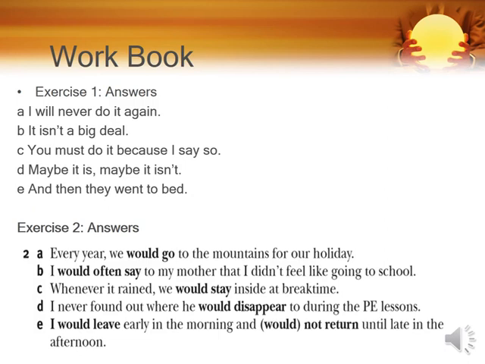Now for exercise 2, the sentences below describe repeated actions in the past. Rewrite them using would. Because we've studied all these things using used to, now I will let you do this one with would, which is very easy. Like, every year, we would go to the mountains for our holiday. Okay, so just using would for past actions.